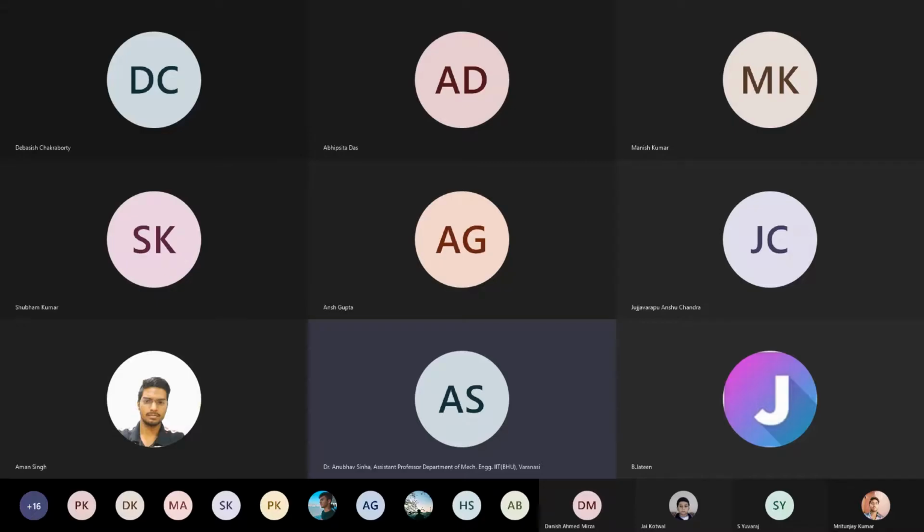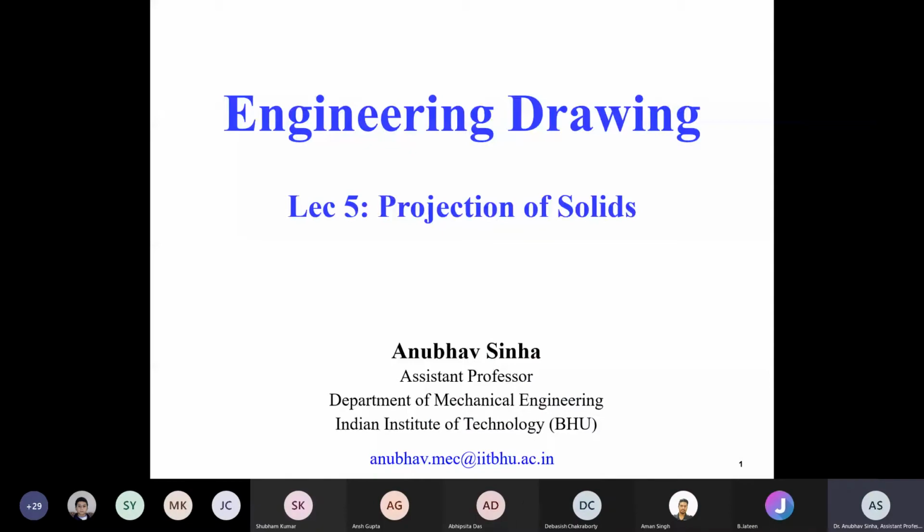What is an orthographic projection? We talked about projection of points, lines, and planes. So we are sequentially getting into more and more complicated objects. So the final objective will be, at the end of the day, you want to draw solid projections.